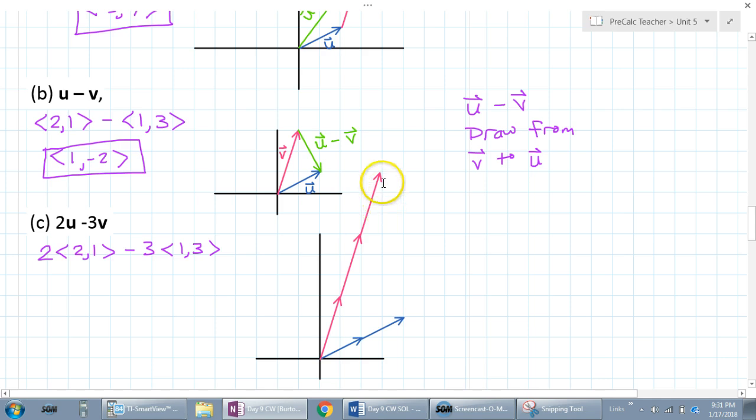In order to subtract, you draw the resultant vector from terminal point to terminal point across the ends like this. However, the order is very, very important. If I want to subtract vector 2u minus 3v, then I need to draw from, now watch how I switch these around. I'm going to draw from 3v to 2u. Alright, you draw in the opposite direction from the way the problem is written.